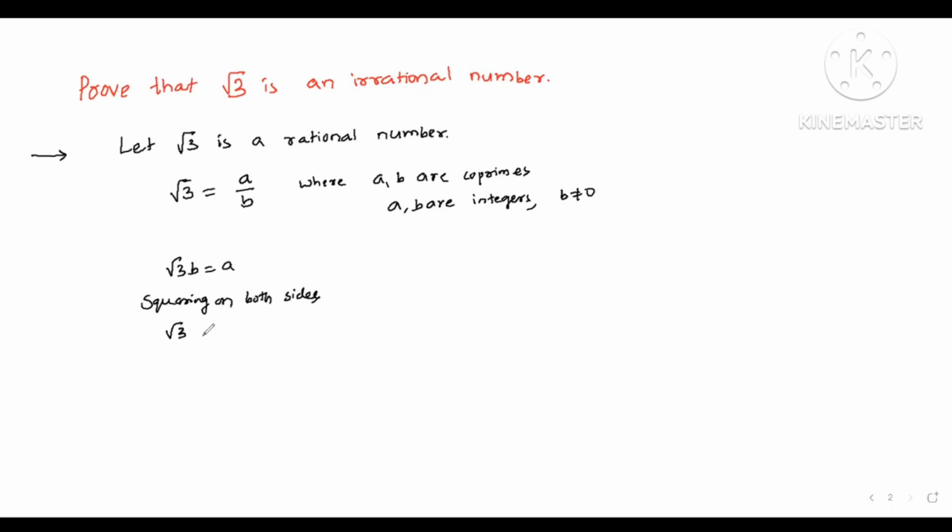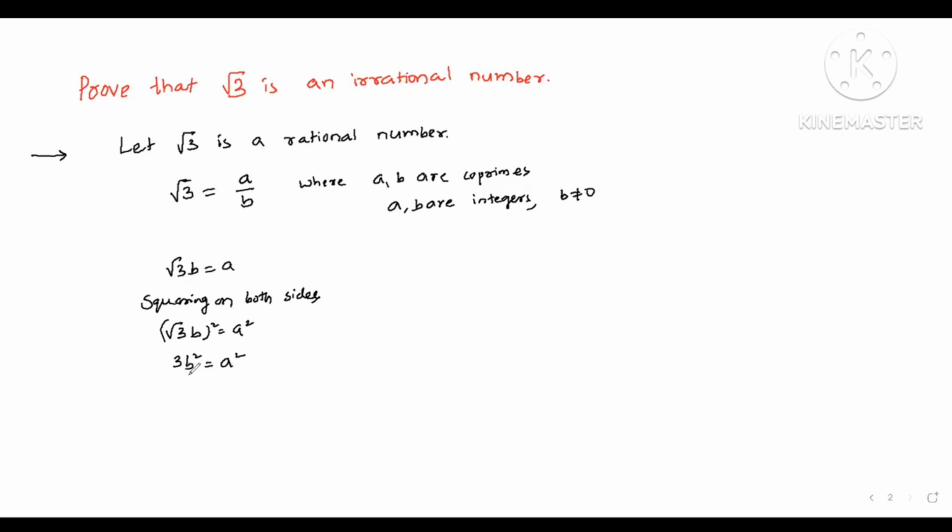So we get here root 3 into b whole square equal to a square. So 3b square equal to a square. A square is there, root 3 square is 3 and b square is b square, equal to a square. Now what you can write here, actually here 3 is a prime number. 3 into some number equal to, you're getting a square.